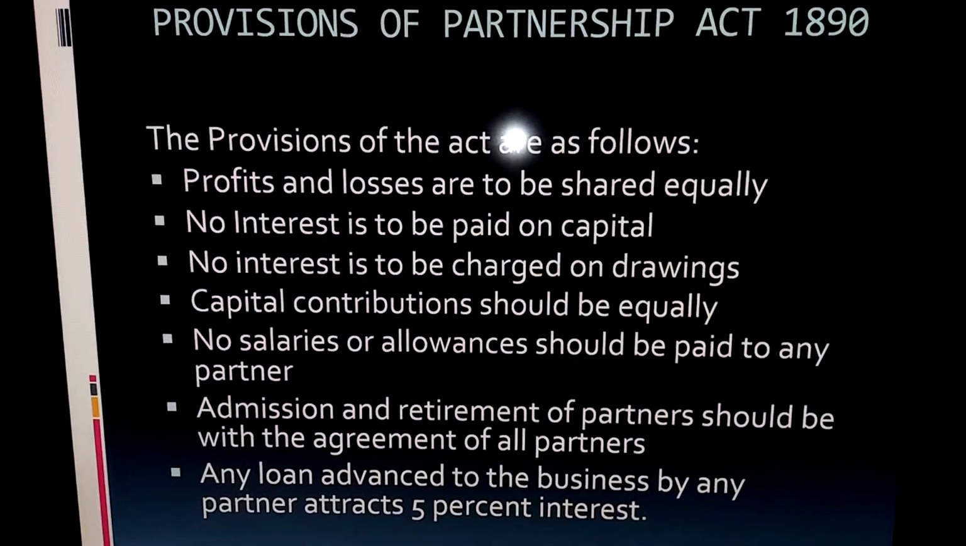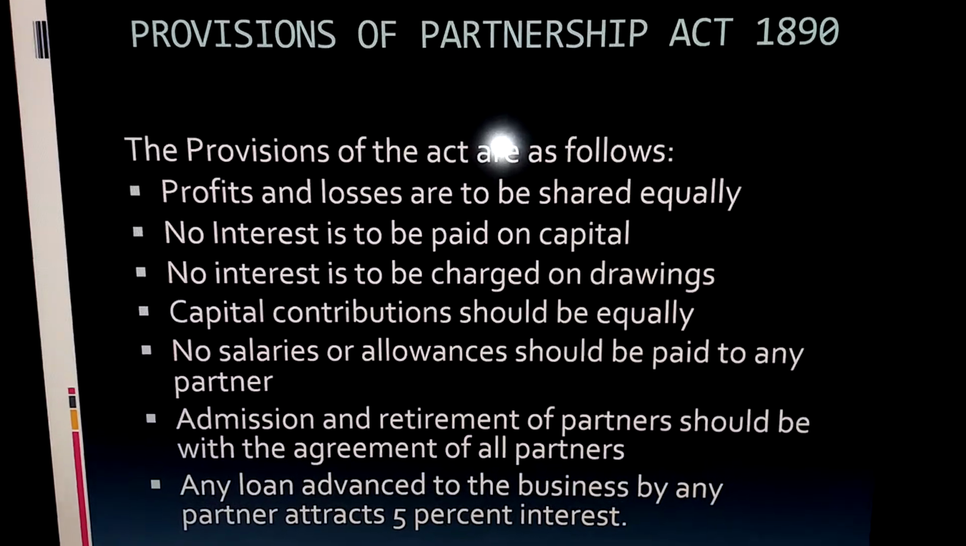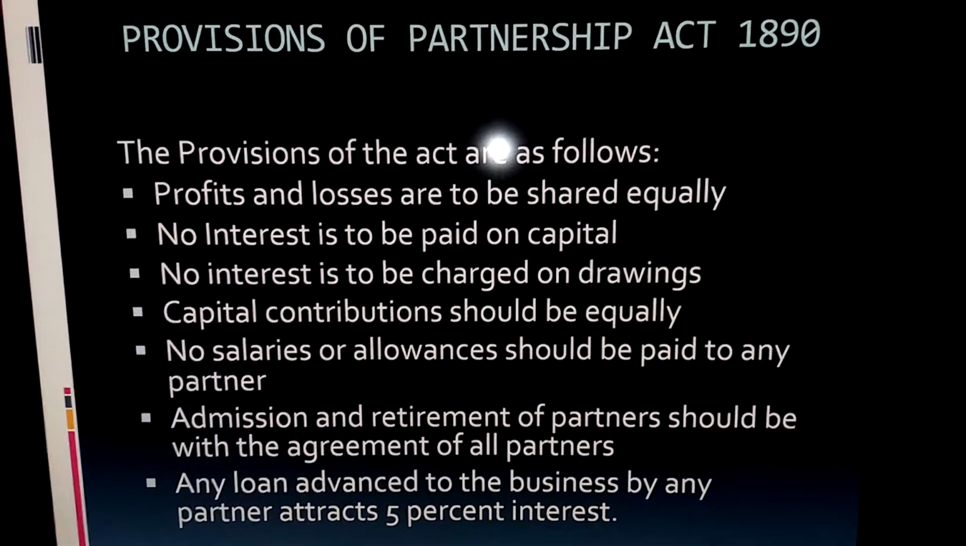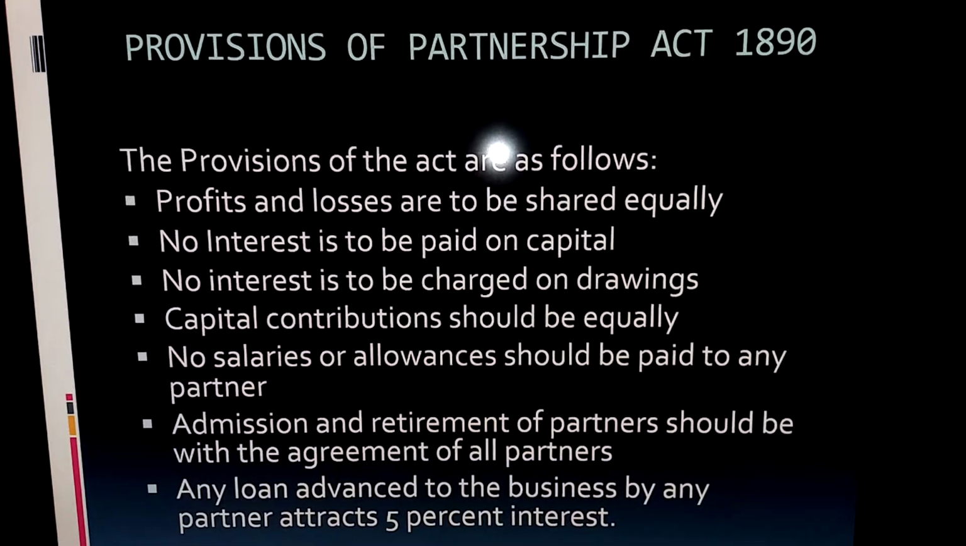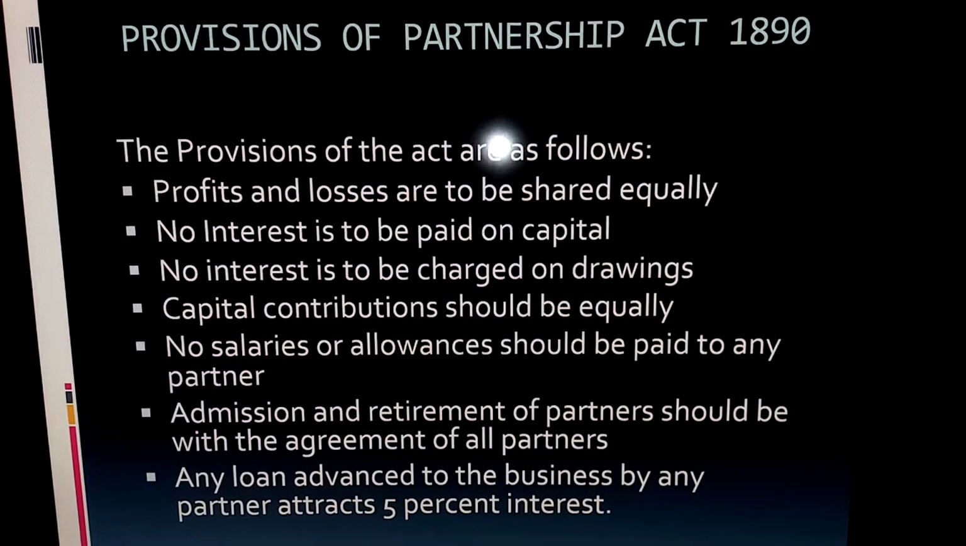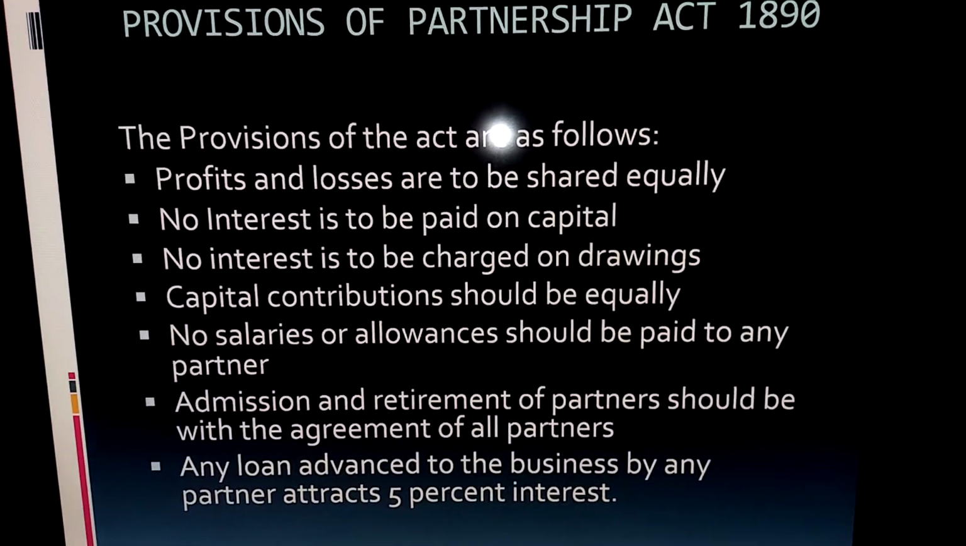Now, because there's no agreement among the partners, and now there's a conflict, we apply the provisions of the Partnership Act 1890. What are the provisions? Profit and losses should be shared equally. No interest to be paid on capital. No interest to be charged on drawings.